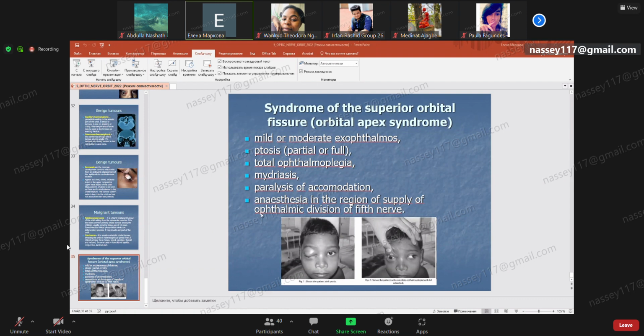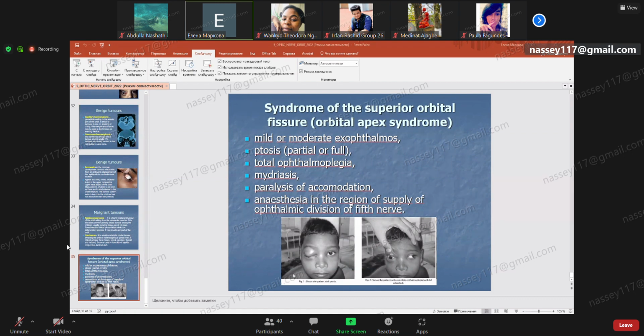When the orbital apex is implicated in case of orbital tumor, retrobulbar hemorrhages, or foreign bodies, the typical picture of orbital apex syndrome is produced. It includes mild or moderate exophthalmos, ptosis, partial or total ophthalmoplegia, mydriasis, paralysis of accommodation, anesthesia in the region of supply of the ophthalmic division of the fifth nerve.